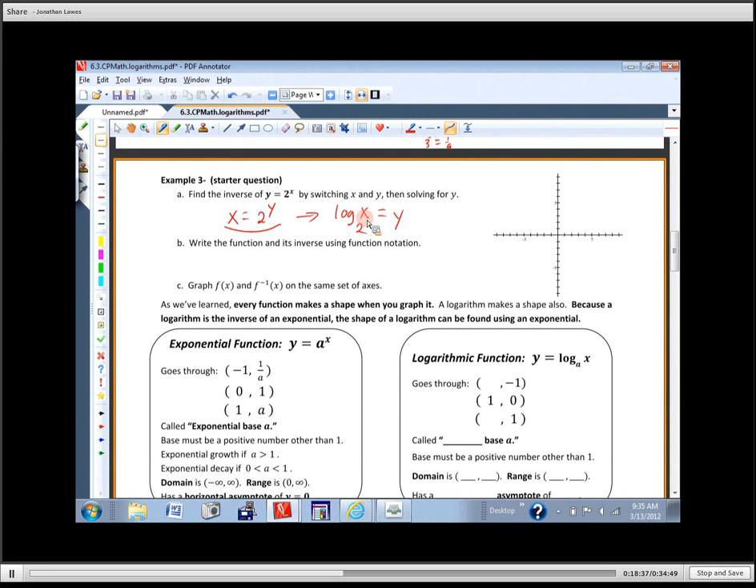So if the original function is 2 to the x, then its inverse is y equals log base 2 of x. Now, I'm going to write that in a different color just so we can keep those straight, because it wants us to graph those on the same set of axes. So this is going to be y equals log base 2 of x. So if I graph the original one, this should be pretty easy.